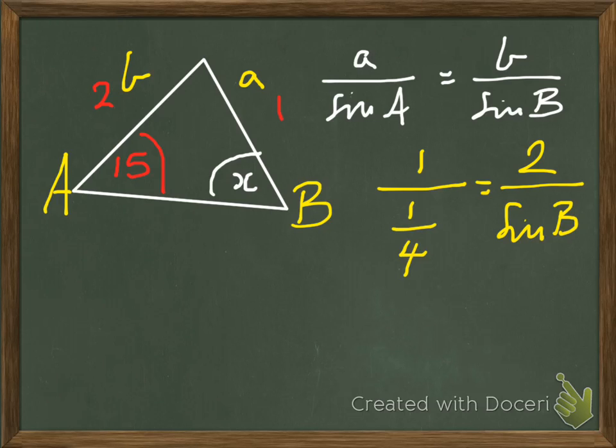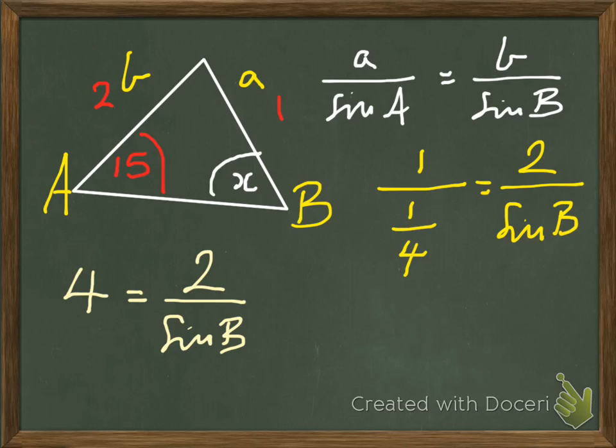So I'm going to go ahead and work out this bit here. So 1 divided by 1 over 4 equals 4. And it doesn't matter if you want to call sine of 15 0.25, you can do. I prefer fractions. That's just the way it's easier for me. But if you use a calculator, 0.25 is absolutely fine. So that equals 2 over sine b.